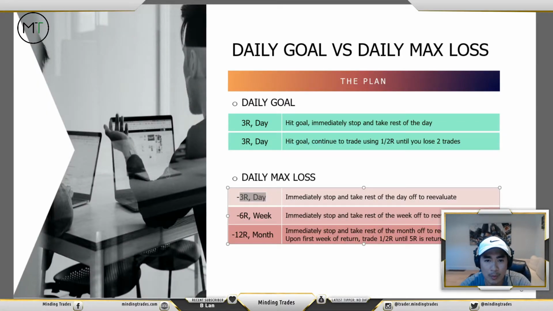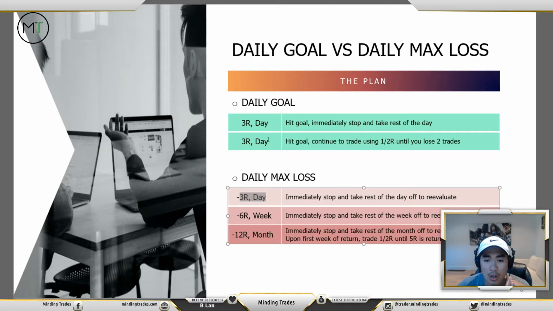All right, so next we're going to be talking about daily goals versus daily max loss. So what is the plan? I set up a daily goal and daily max loss examples here. We'll start with the first one, daily goals. 3R a day. Once you hit 3R a day, you want to immediately stop and take the rest of the day off. You may hear this quite often, the day trader's lifestyle. If you hit the goal, it doesn't matter if it's within the first 5 minutes or maybe the first 5 hours. Once you hit that goal, you want to take the rest of the day off and come back tomorrow. Enjoy the rest of the day. Don't even think about trading.